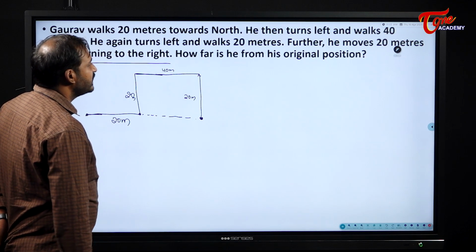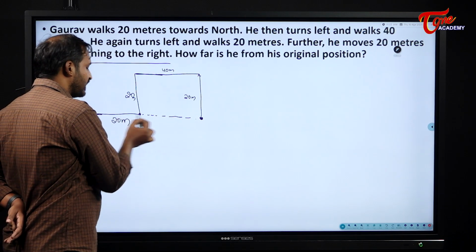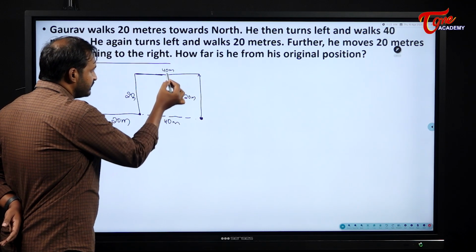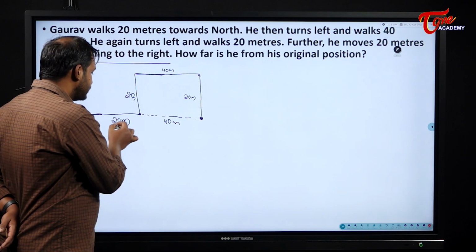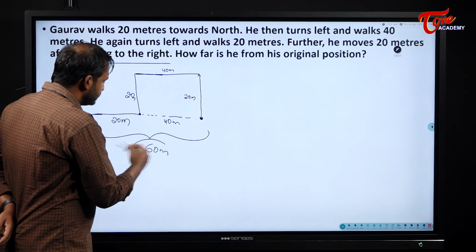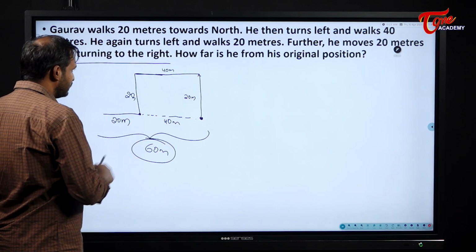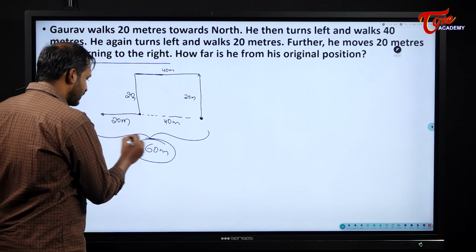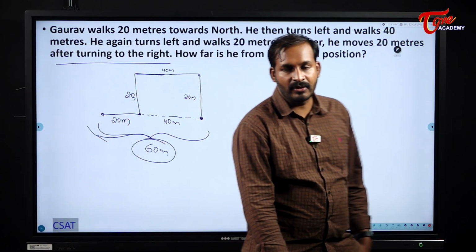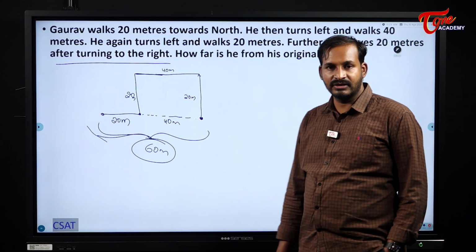Now, how far is he from the original position? Anyway, we came to know that these two are in a straight line positions. So, this is 40. Why? Because the same 40 will be resembled here. And this is 20. So, the overall distance will become what here for me? 60 meters. Okay, you may have doubt that sir, 40 and this 20 almost near. So, the distance from its starting point is how much here? 60 meters. Understood, students?